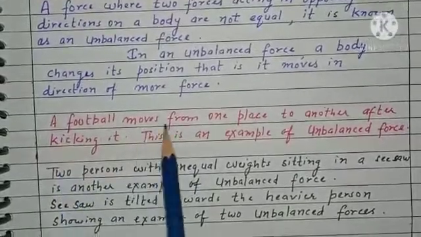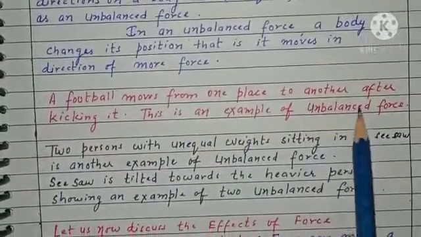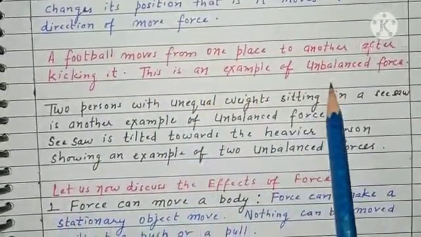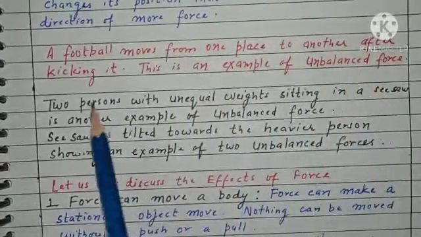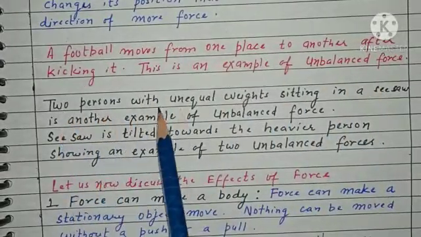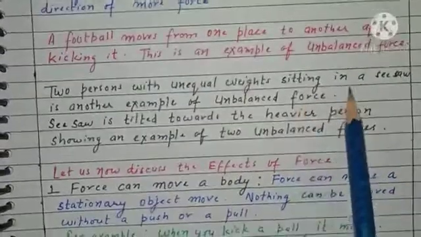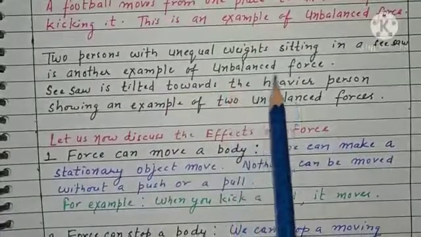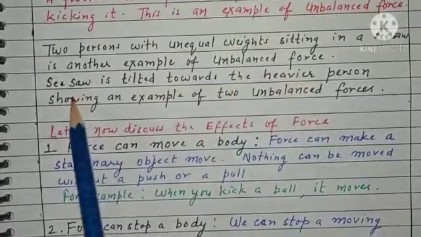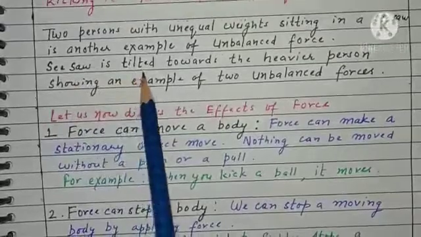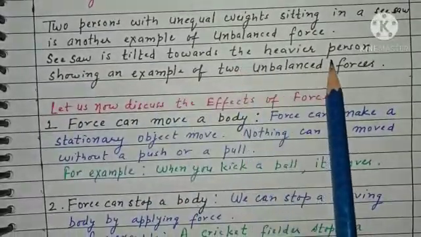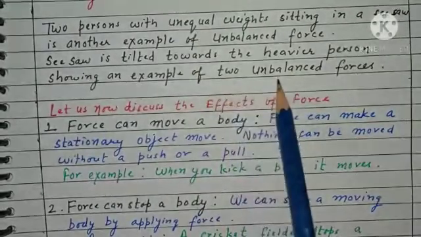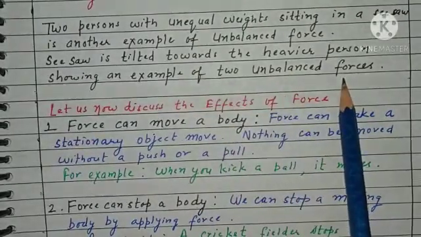A football moves from one place to another after kicking it. This is an example of unbalanced force. Two persons with unequal weights sitting on a seesaw is another example of unbalanced force. You might have noticed a seesaw is tilted towards the heavier person, showing an example of unbalanced forces.